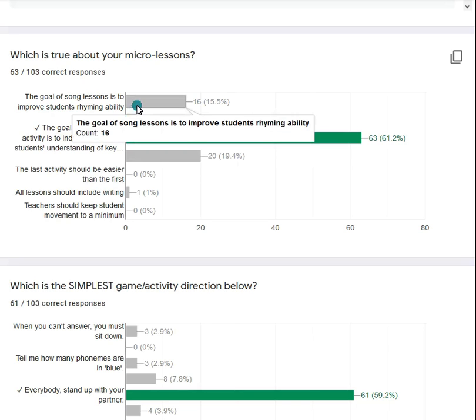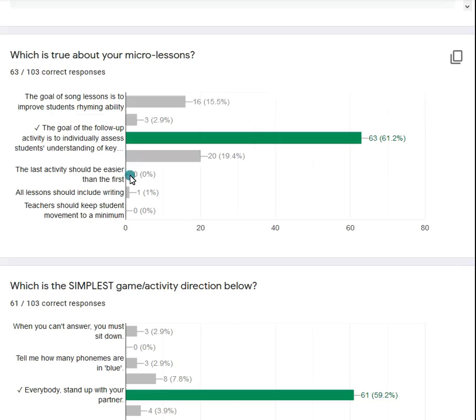No, again, all of our lessons are to review the words. Doesn't matter how good they can rhyme or sing or read stories. It's really a vocabulary course. None of you chose this. Good. Writing, no. We said every class should have speaking. That's the primary focus. Keep student movement to a minimum? Of course not. Get students up and moving.